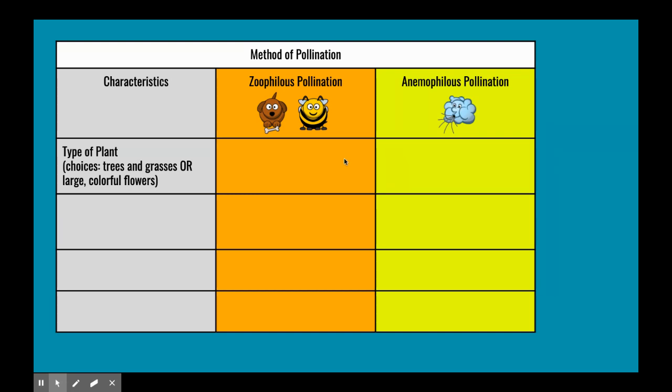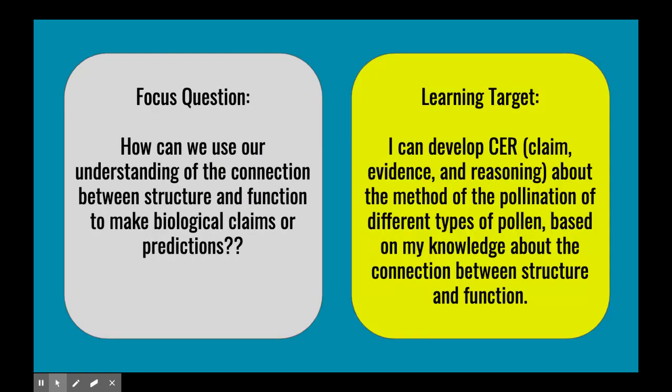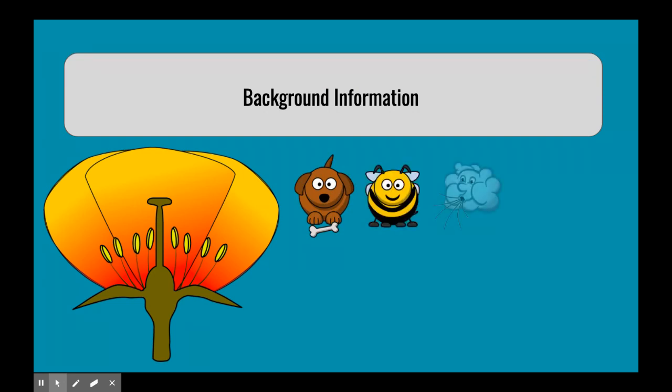Okay, so we are not Google searching. We are not focusing on plants or pollination. It might sound like it because we're talking about pollination, but the focus again, if I go back to your target, let me go backwards quickly, our focus question and our target are all revolving around the connection between structure and function and using that understanding to develop claims, and then evidence and reasoning.